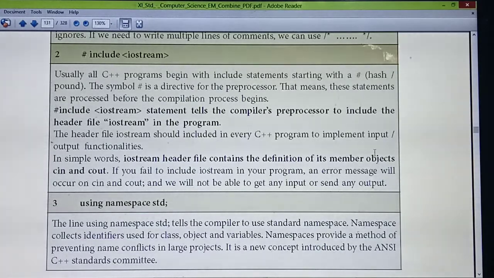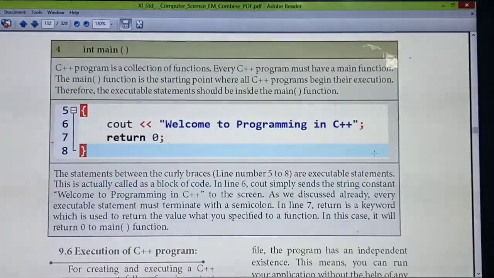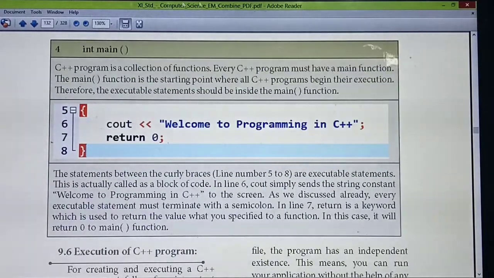Have you all marked? Then the fifth question's answer: what is the use of the main function? Take page number 126, main function. A very, very important question. Starting from here, C++ program is a collection of functions, till the last, main function.